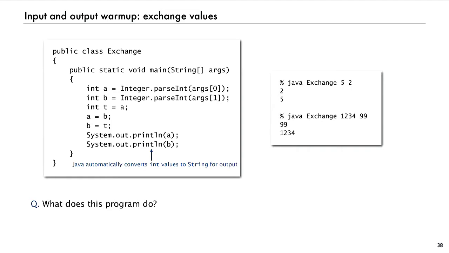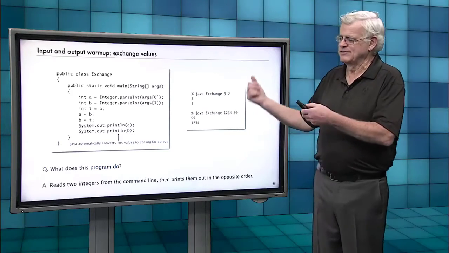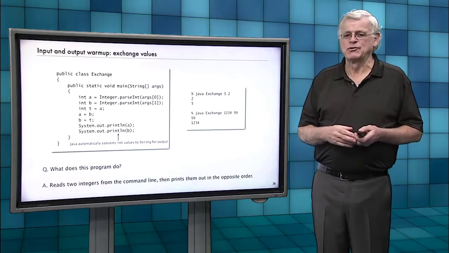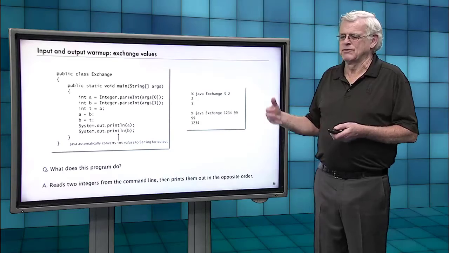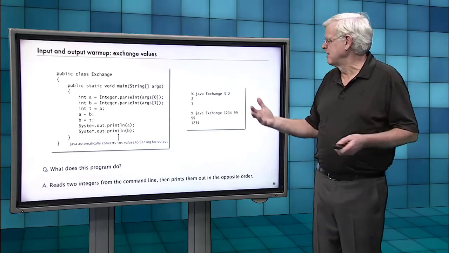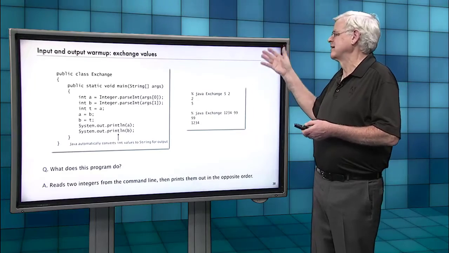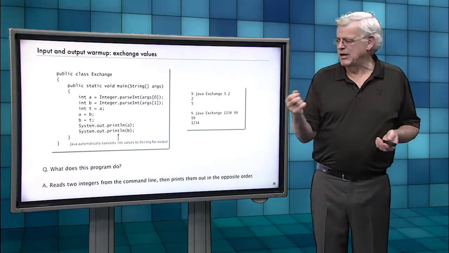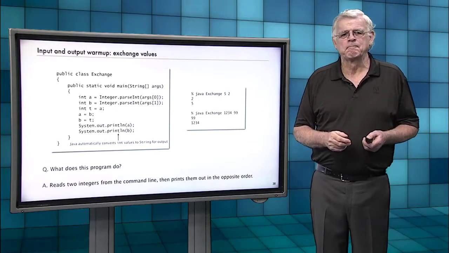And so what does this program do? It reads two integers from the command line and then prints them in the opposite order. It actually reads strings, converts them to integers, exchanges them, prints them out in the opposite order. So just looking at this program now, it's a template for lots of programs that we can write where we provide parameters as strings that are easy to convert to numbers, process the numbers, and then print them out with the system automatically converting them back to a string.